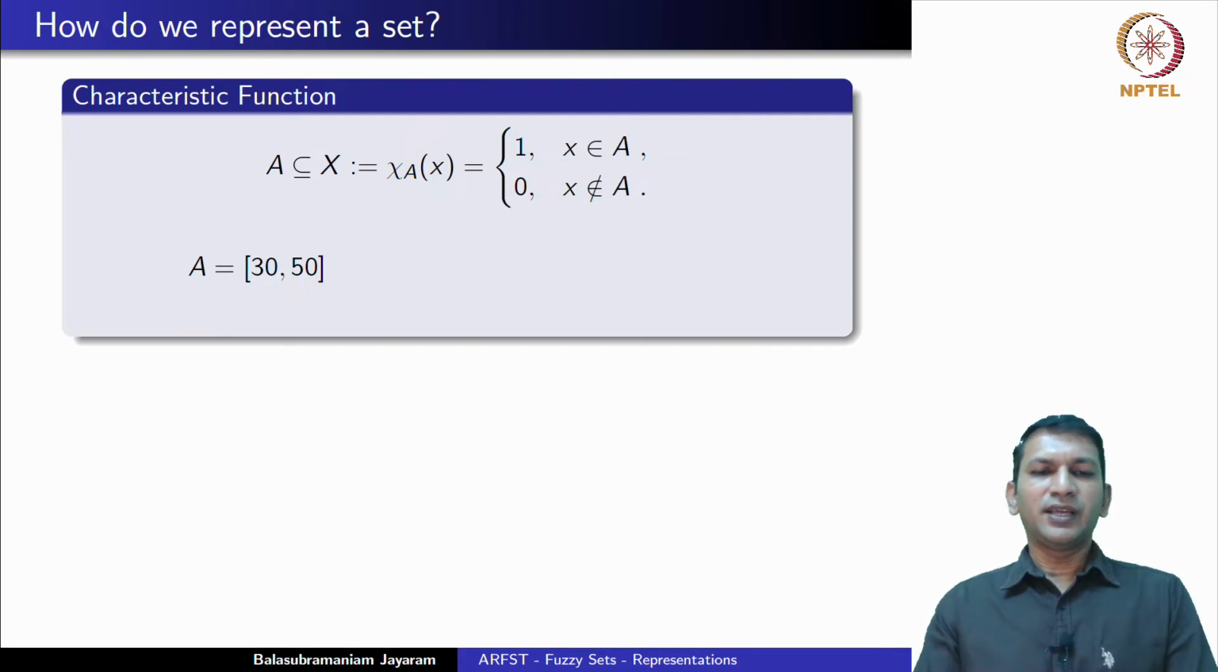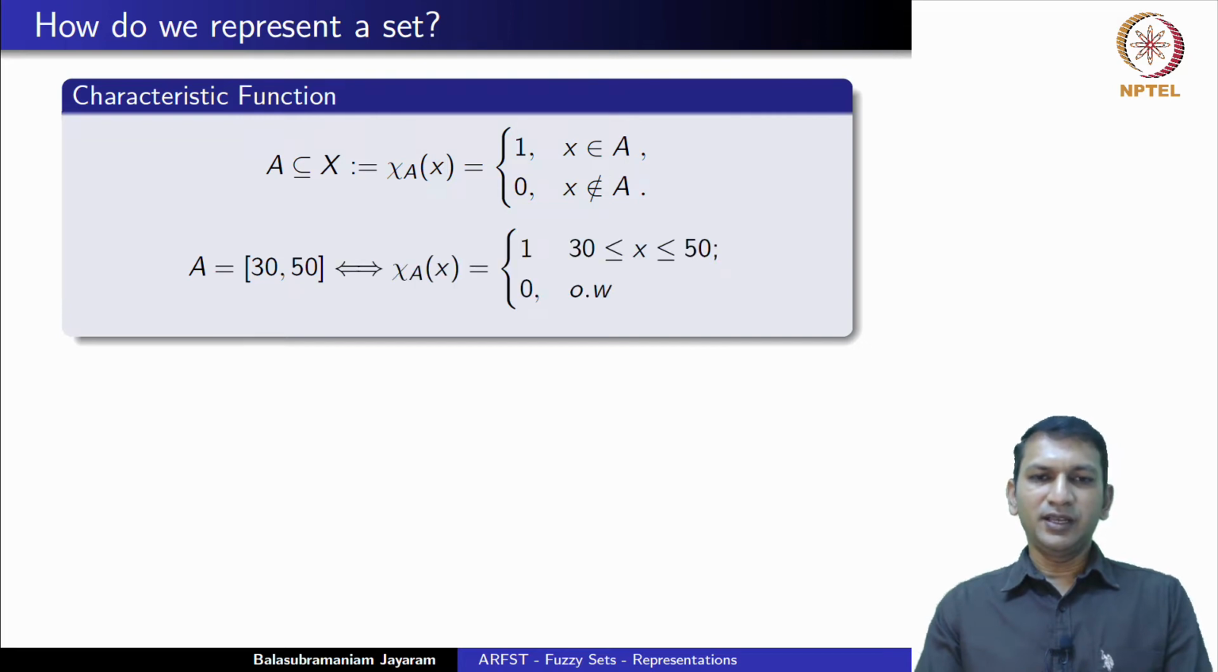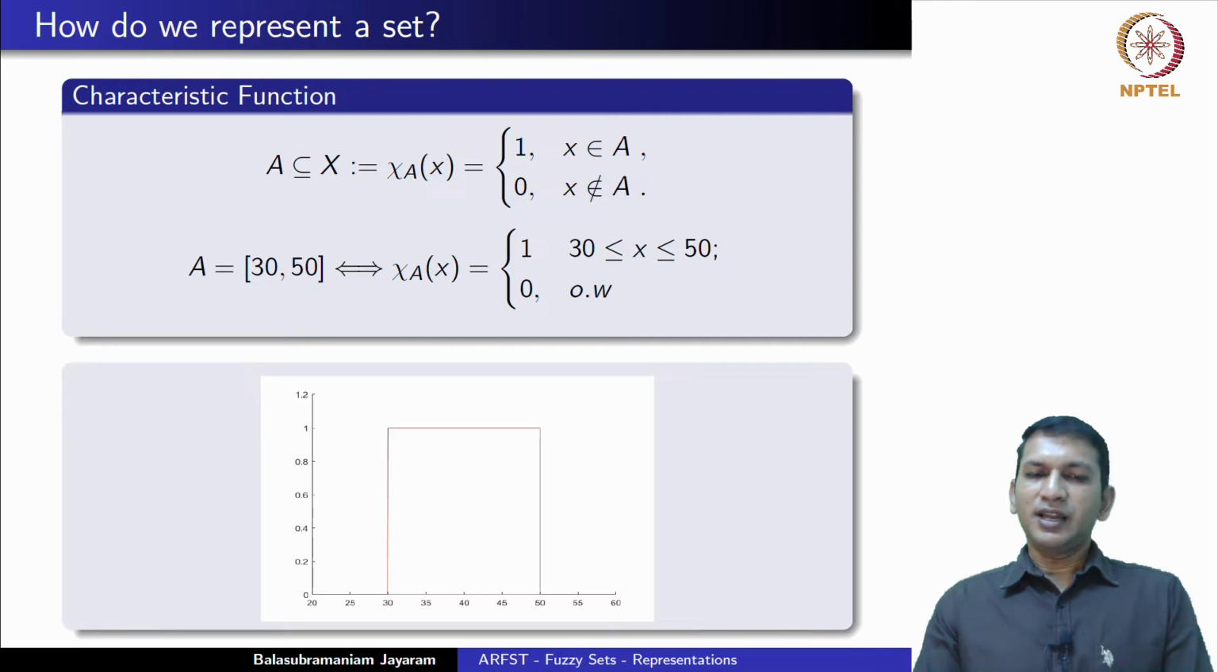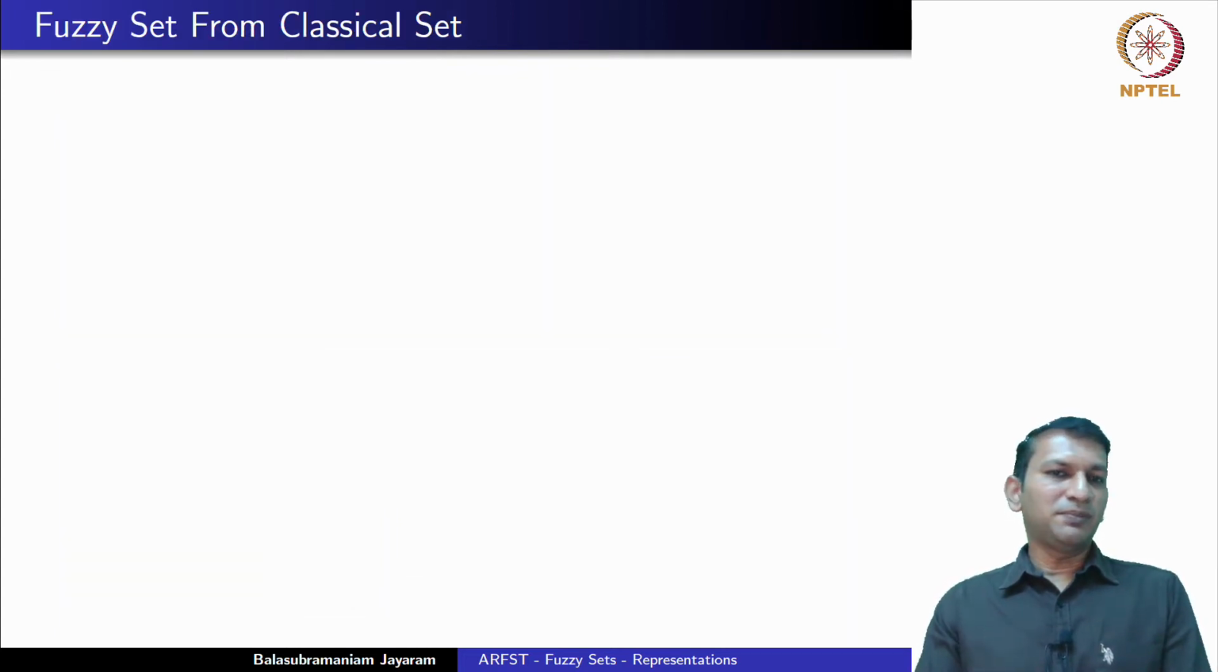Now if A is the closed interval 30 to 50, it can be represented in terms of its characteristic function as follows. A graphical representation of that would be like this. If you restrict your X to be between 20 to 60, then you see that the step function, or a rectangular function if you would like to call it, looks like this. Everybody between 30 and 50 belongs to the set and takes a value 1, and everybody else between 20 and 60, they are 0.